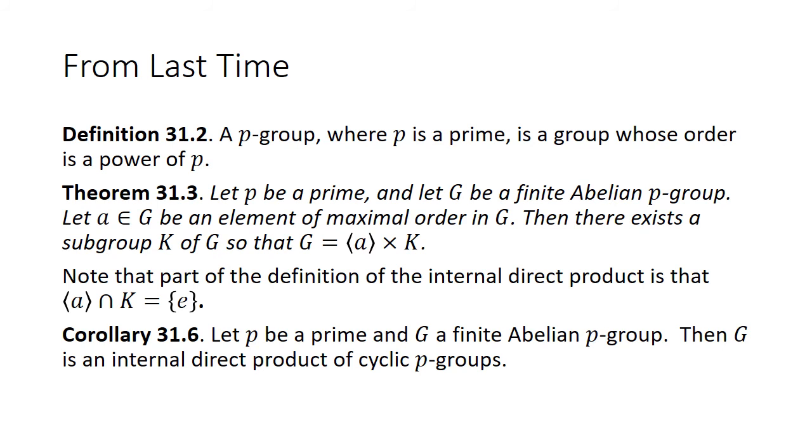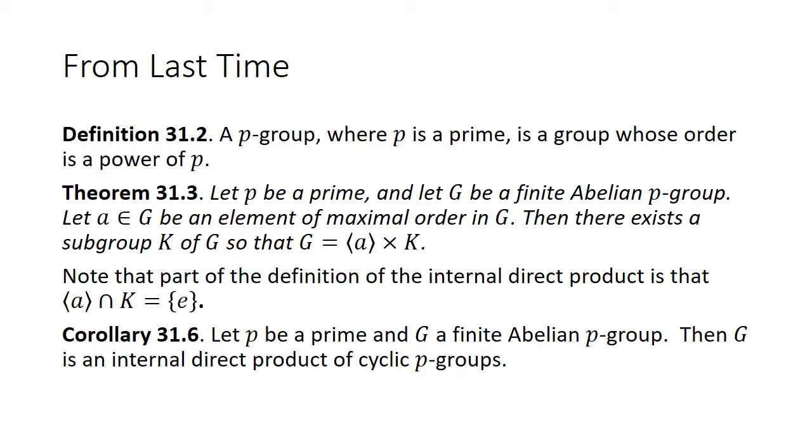We have Definition 31.2. A P group, where P is a prime, is a group whose order is a power of P. For example, a group of order 8 would be 2 cubed, so that's a P group. And then we had Theorem 31.3: let P be a prime, and let G be a finite abelian P group. Let A in G be an element of maximal order in G. Then there exists a subgroup K of G so that G equals the internal direct product of the cyclic subgroup generated by A times K.